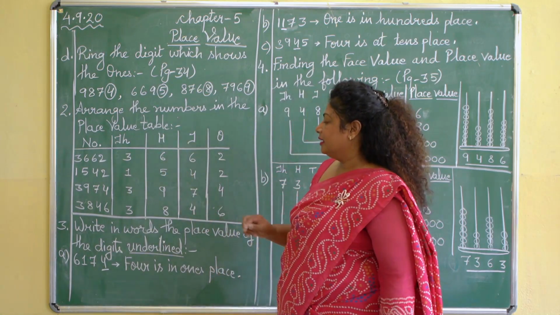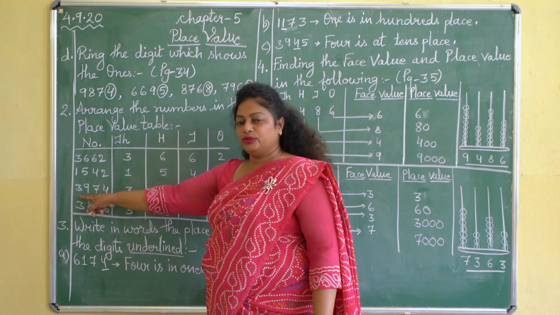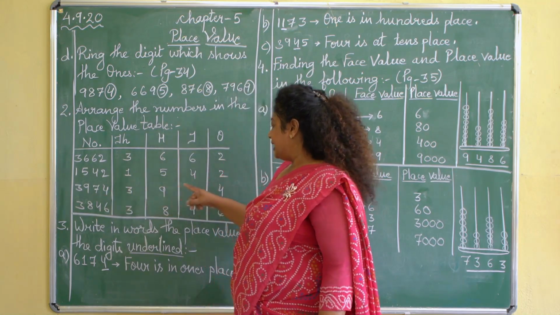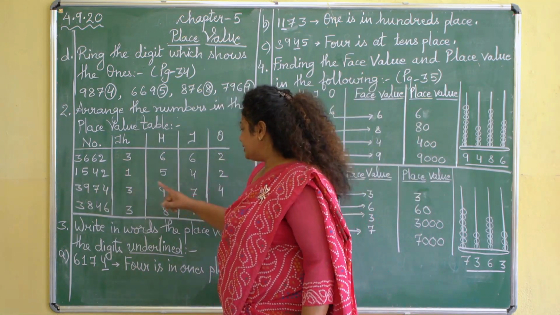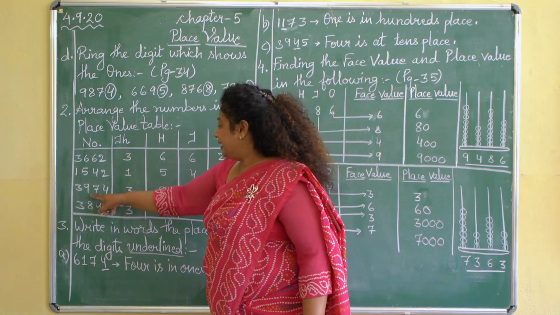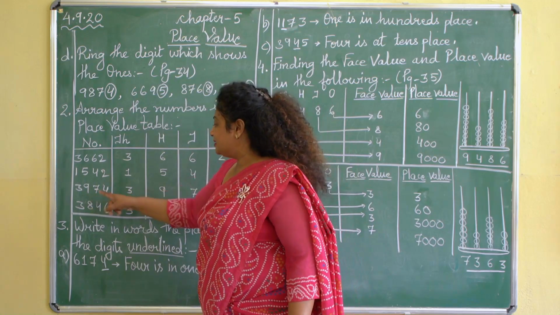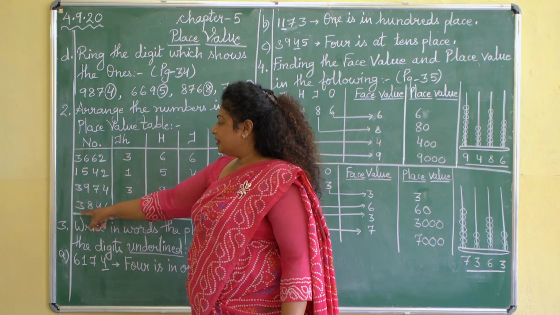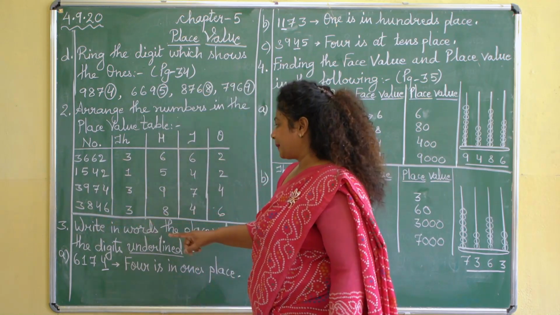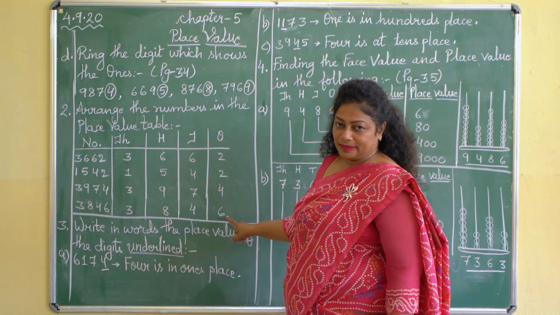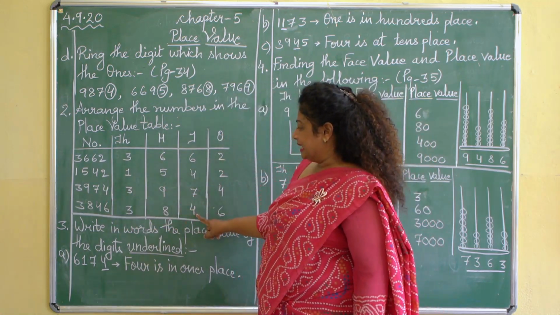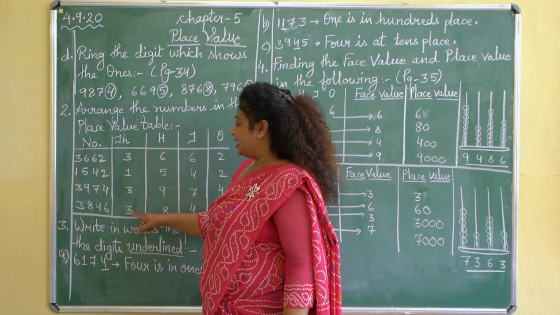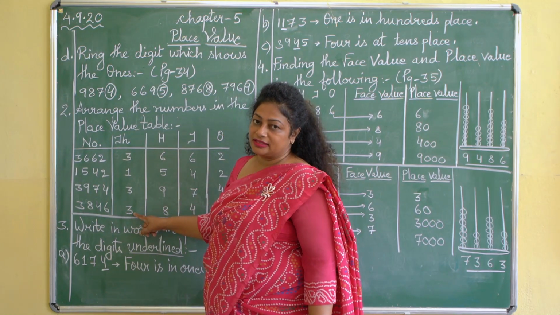In the same way, we have to solve the other question also that is given to you, 3974. In this number, 4 is at ones place, 7 is at tens place, 9 is at hundreds place, and 3 is at thousands place. Okay. Now we'll move to next number, 3846. 6 is at ones place, 4 is at tens place, 8 is at hundreds place, and again 3 is at thousands place. I think it's clear.